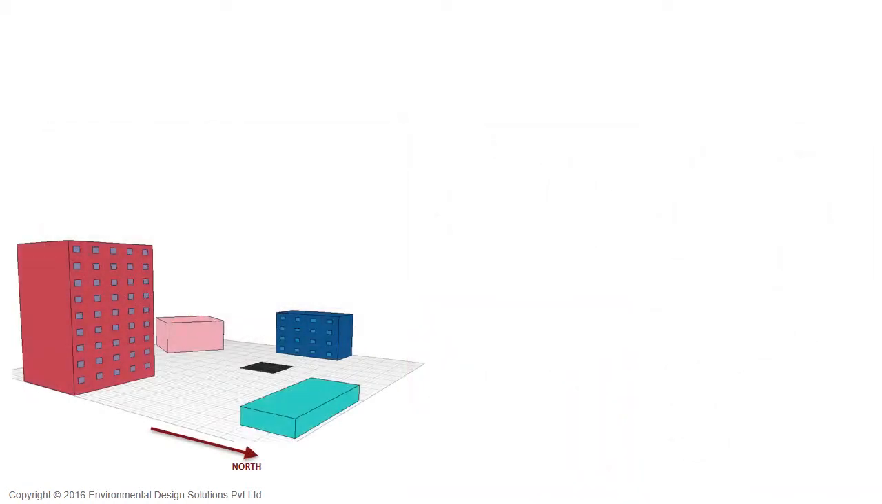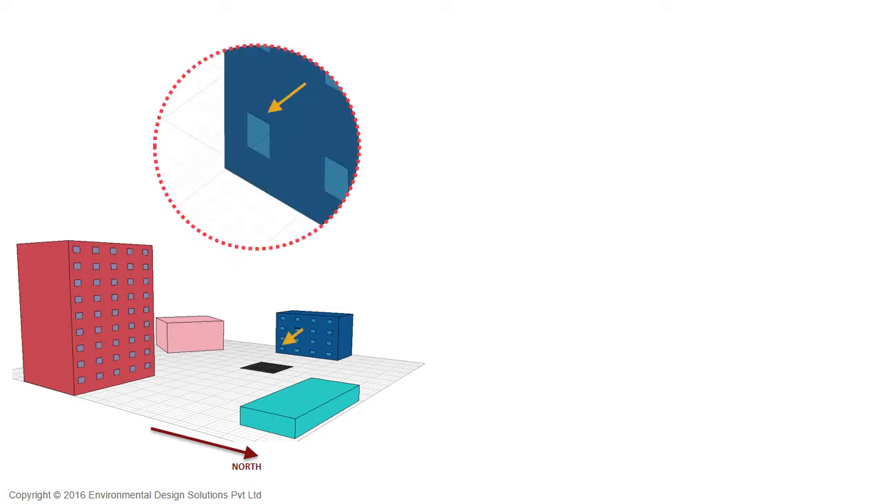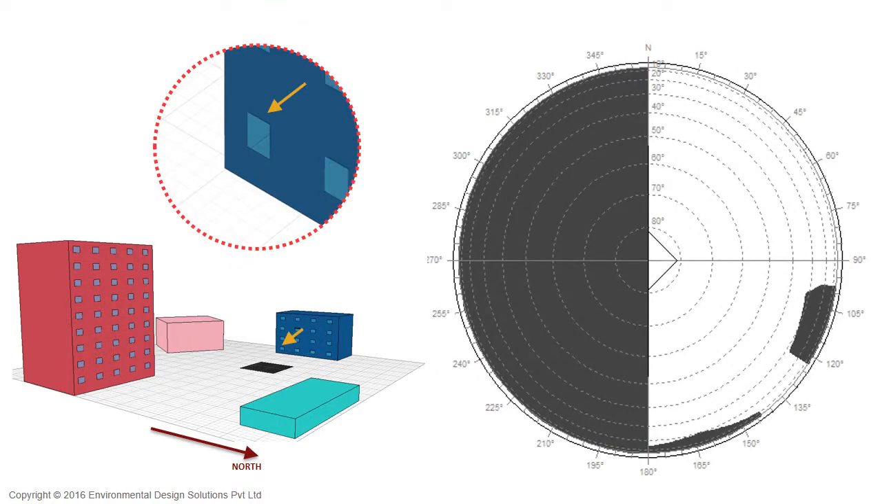Now let's move to a window on the ground story of this building. Here is its shading mask profile. You now know why this half of the sky appears grey in the shading mask, but what about the other grey portions? Well, since this window is lower than many of the surrounding features, these features obstruct its view of the sky.